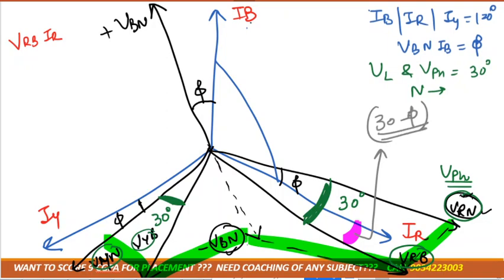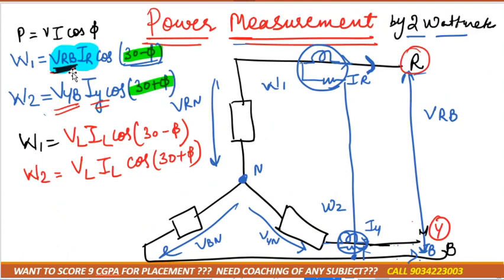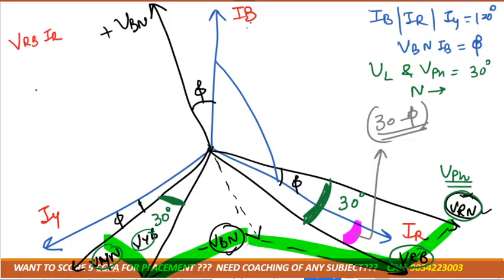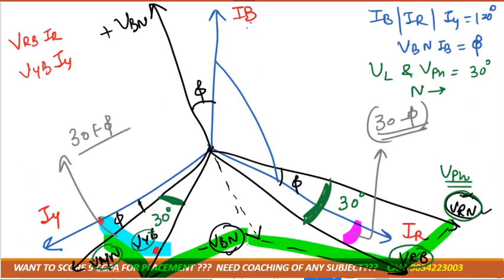Okay. Now see the next angle which we want. We want the angle between VYB and IY, right? So VYB is this one and IY is this one. They want the angle between these two. So this one is 30 degrees and this one is 5, so that would be 30 plus 5, right? So this is the final phasor diagram. Got it?